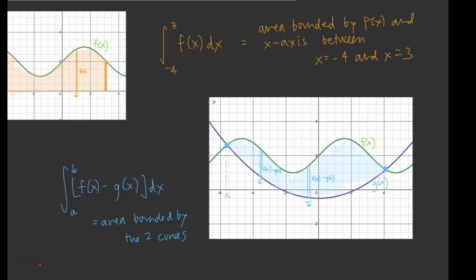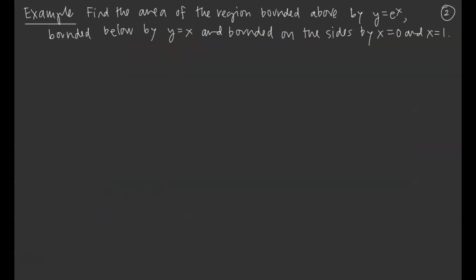And just knowing that we're going to have to calculate that starting point, x equals a, and a stopping point, x equals b. So this would be a typical problem. Find the area of the region bounded above by y equals x e to the x, and bounded below by y equals x, and bounded on the sides by x equals 0 and x equals 1.